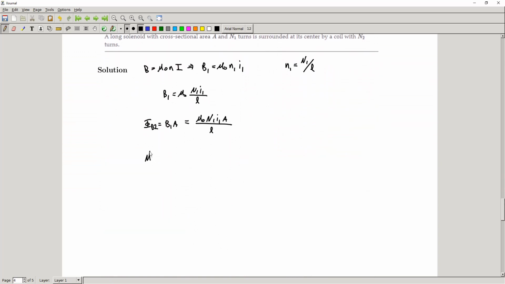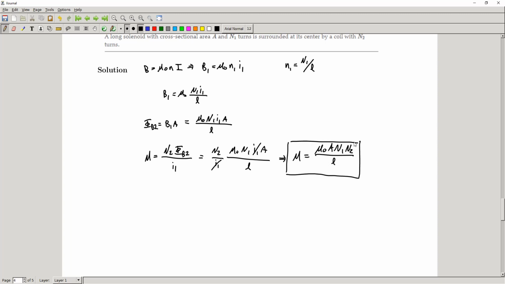We can write, just from that expression above, our mutual inductance is N2 times the magnetic flux through 2 over I1. I'm just going to substitute in for the magnetic flux here, so we end up with N2 over I1 times mu naught N1 I1 A over L. These I1s are going to cancel, and we end up with an expression for our mutual inductance equal to mu naught A N1 N2 over L.